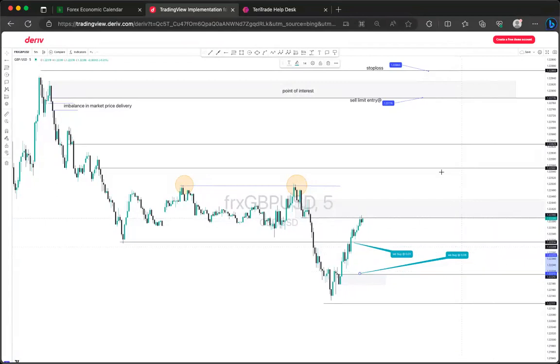So that's that about that. This will be our TP around here. You understand? At the same time, it will be a sell limit for us to enter, because the market is actually coming here for the GBP USD. Here's the 5 minutes time frame.